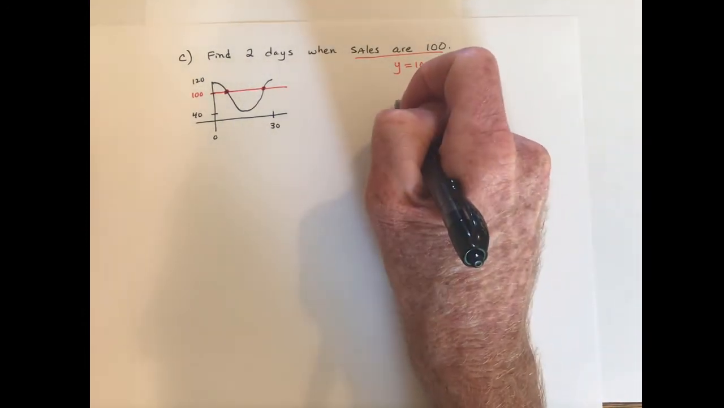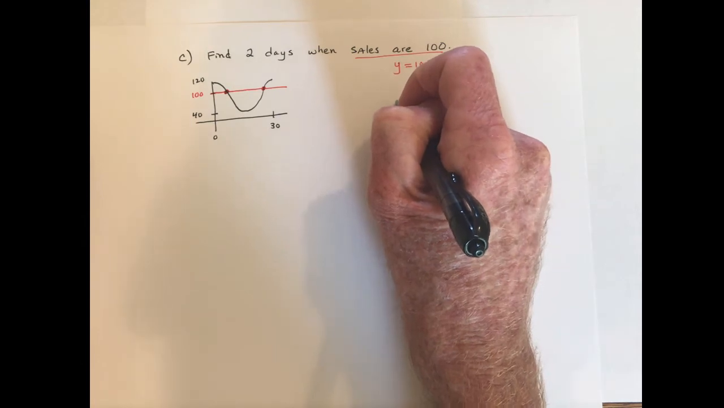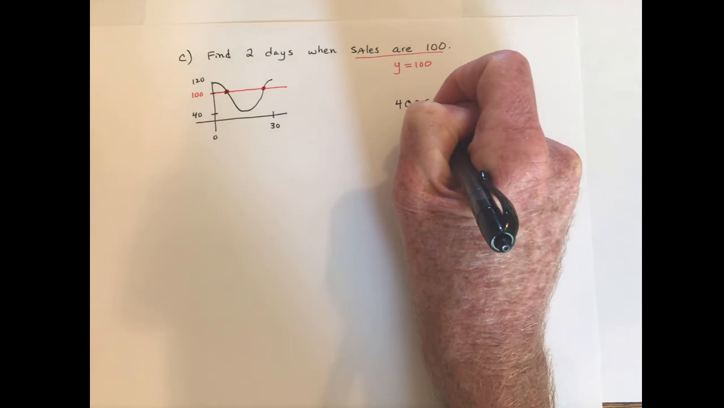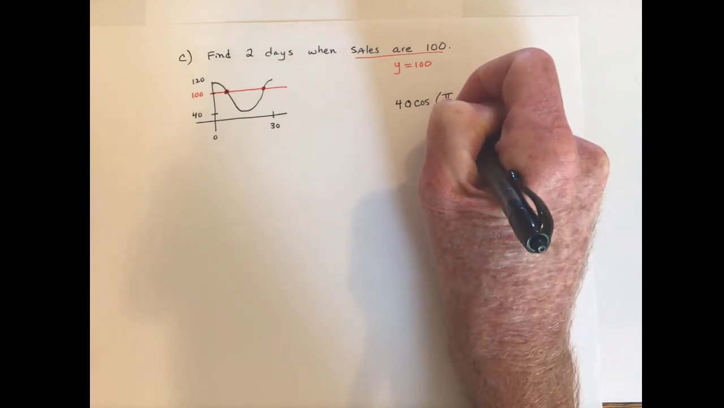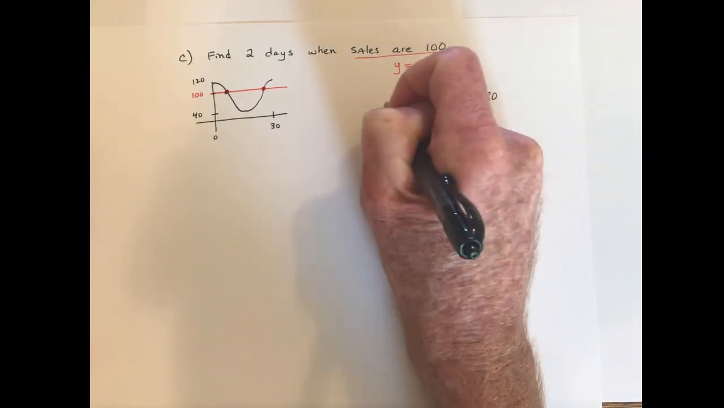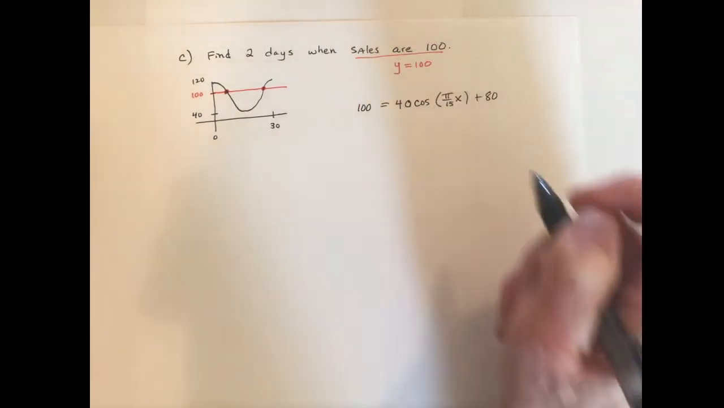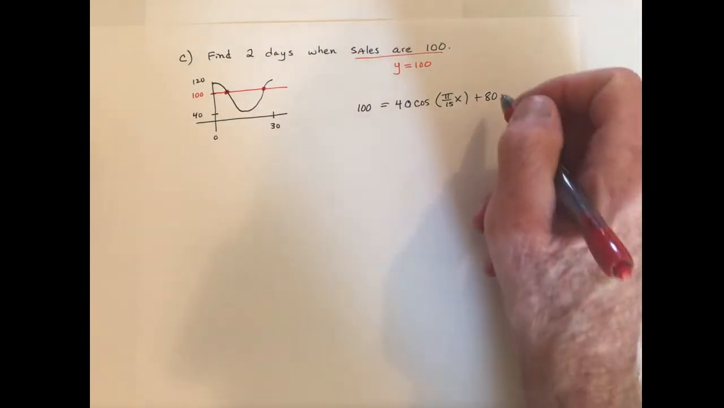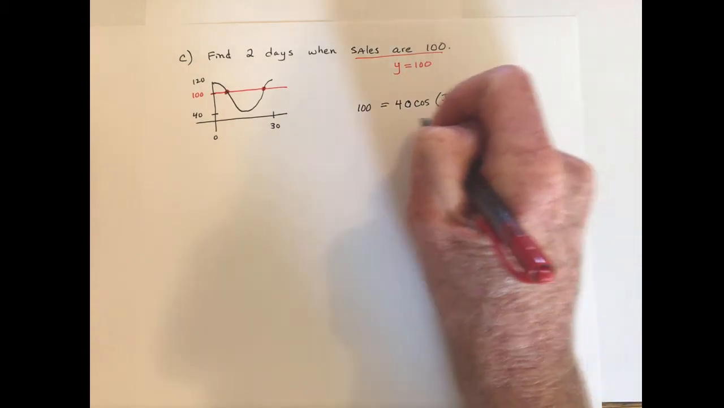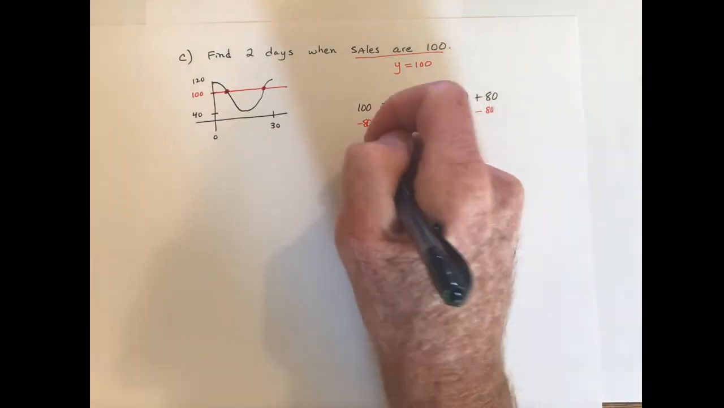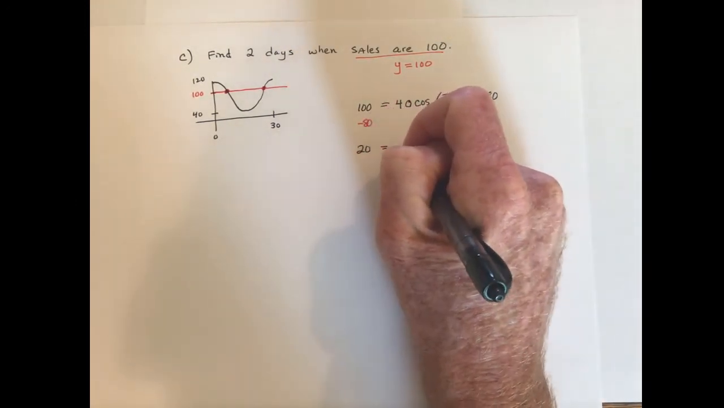So the function that we had was 40 cosine pi over 15x plus 80. And then when does that equal 100? So first we need to do some algebra, like eliminate this plus 80 by subtracting 80 from both sides. And this will be 20 on the left side.